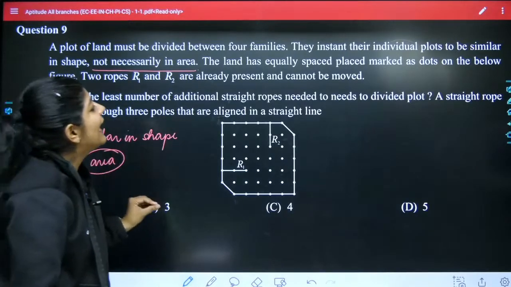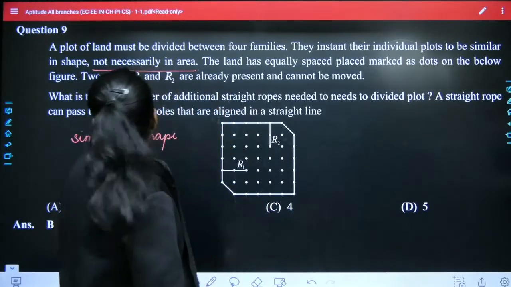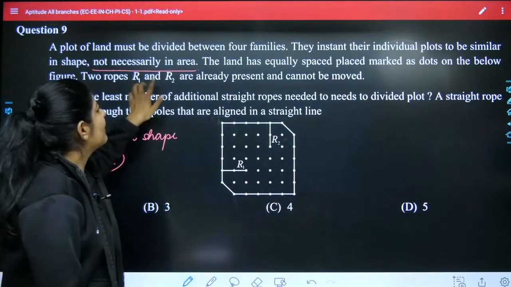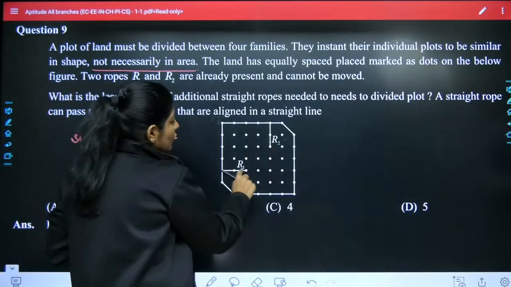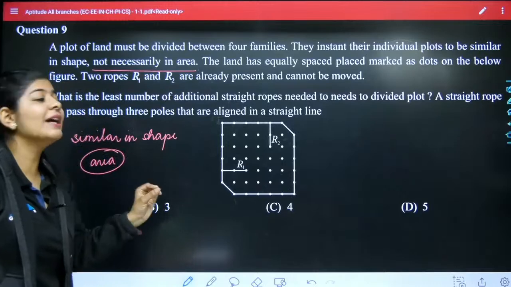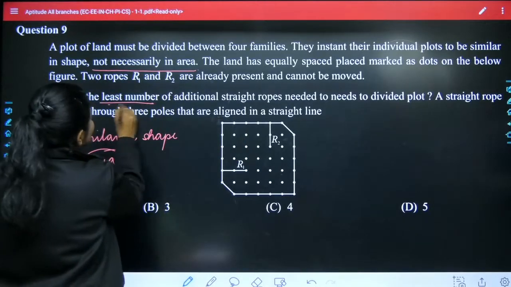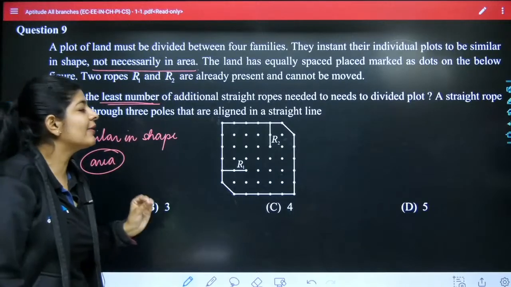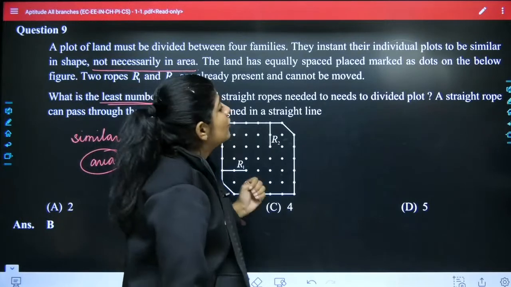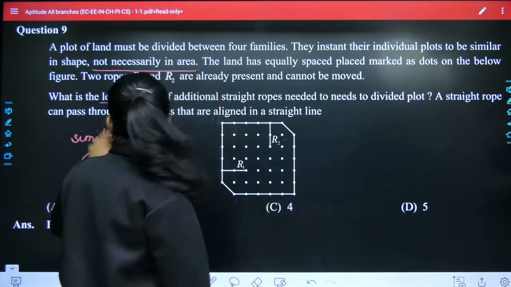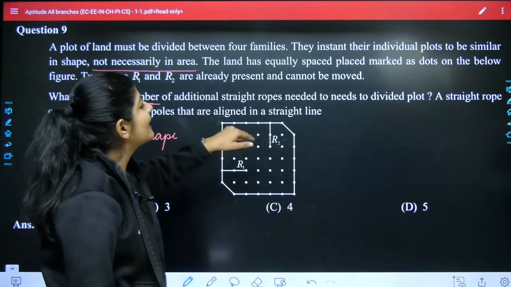Okay, the land has equally spaced poles, marked as dots in the figure below. Two ropes R1 and R2 are already present and can't be moved. Now, what is the least number of additional straight ropes needed to divide the plot? A straight rope can pass through 3 poles that are aligned in a straight line.